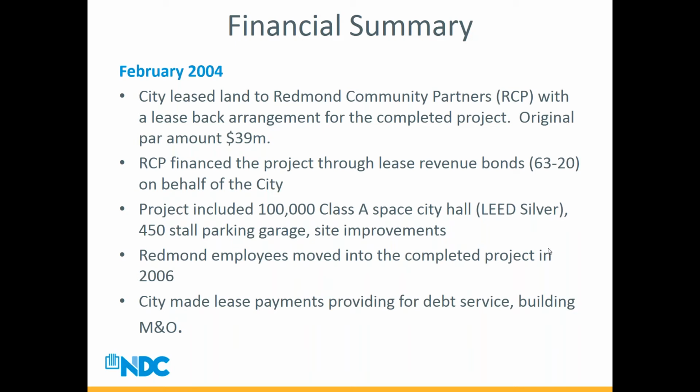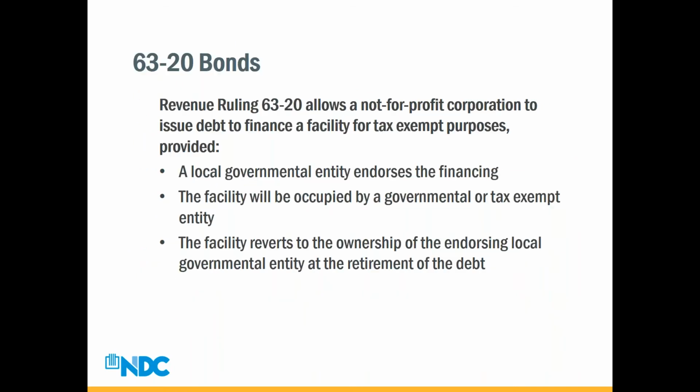In terms of the 63-20. Yeah, tell a little bit about what a 63-20 bond is, just because we use that term really easily, and Mike explained that it's an IRS ruling. What it allows is it allows a not-for-profit corporation to issue debt to finance a facility for tax-exempt purposes if a local government entity endorses the financing. In this instance, it was the City of Redmond. The facility will be operated by a governmental or tax-exempt entity, again, City of Redmond, and the facility reverts to the ownership of the endorsing local government at the retirement of the debt. That's very important when you hear the rest of the story.